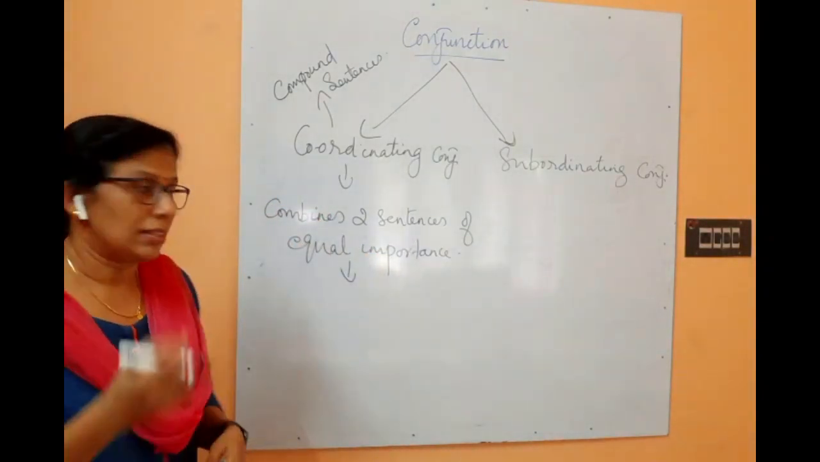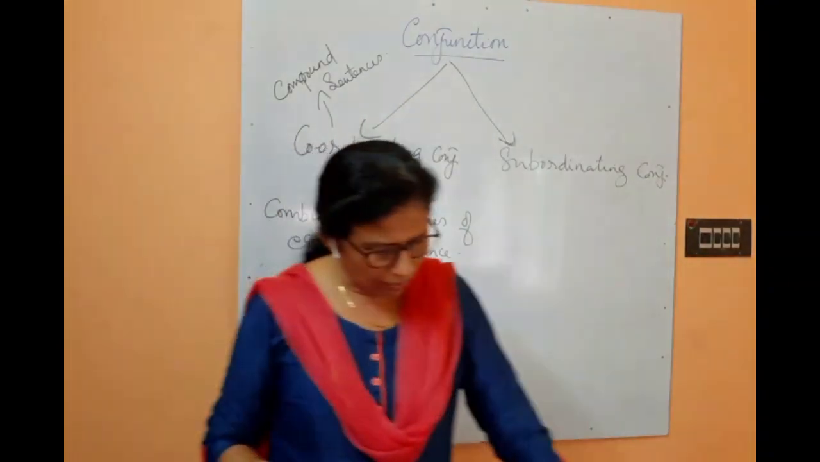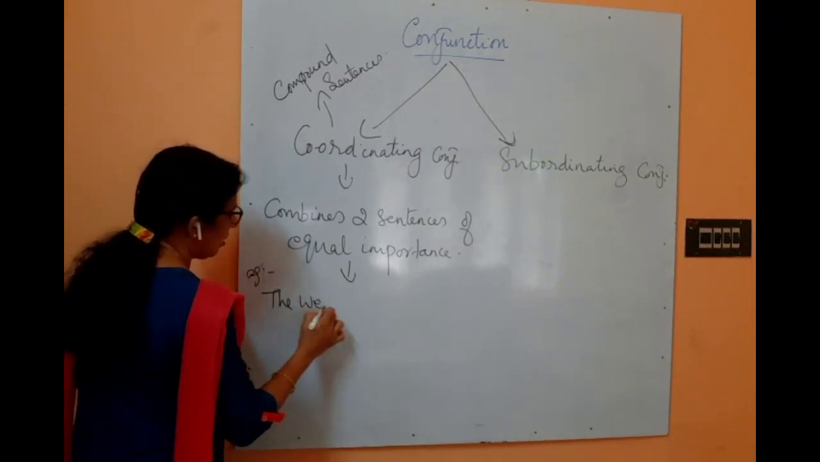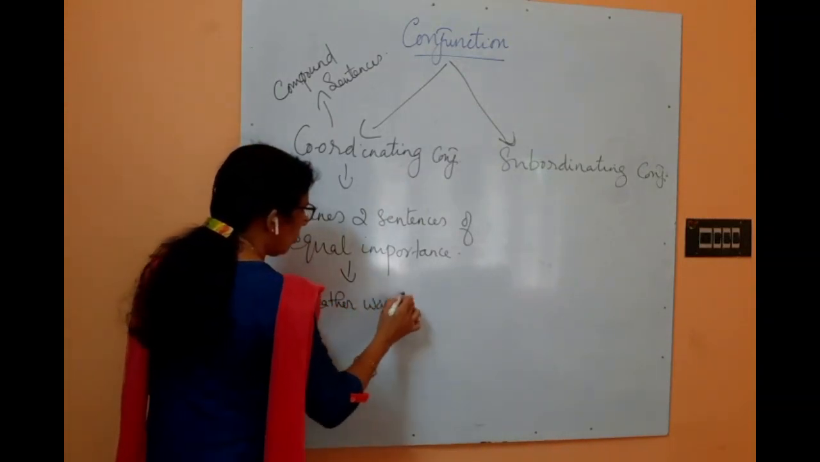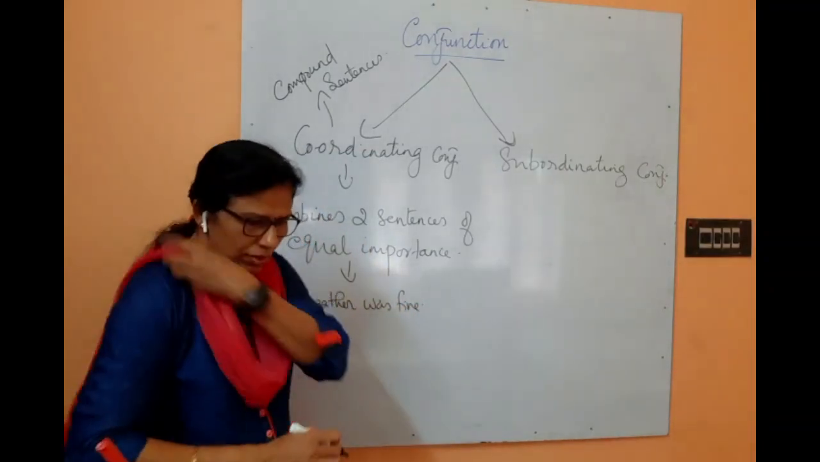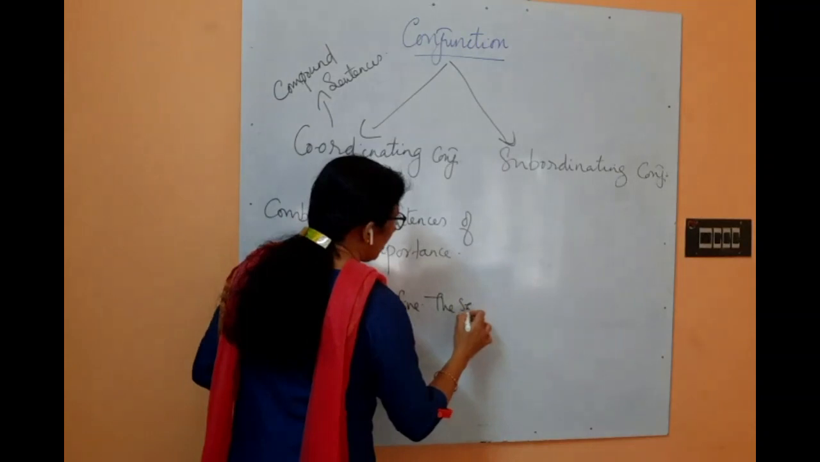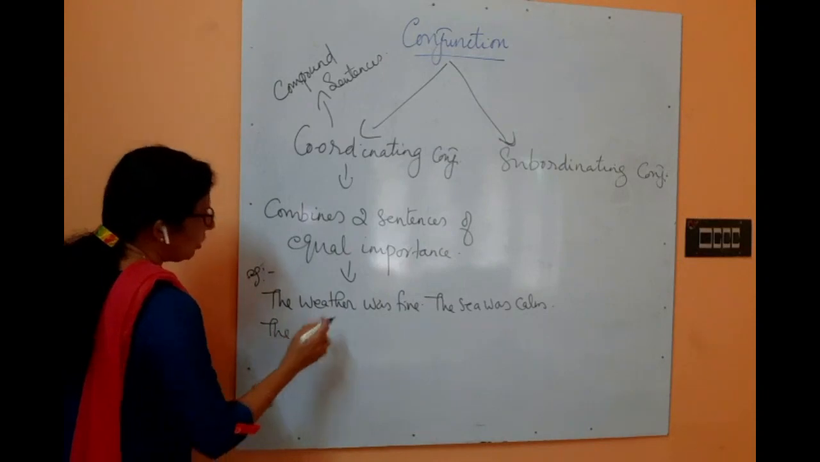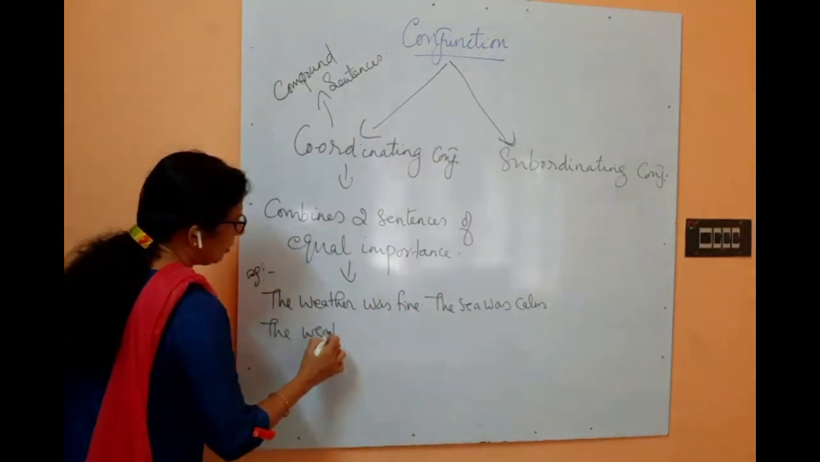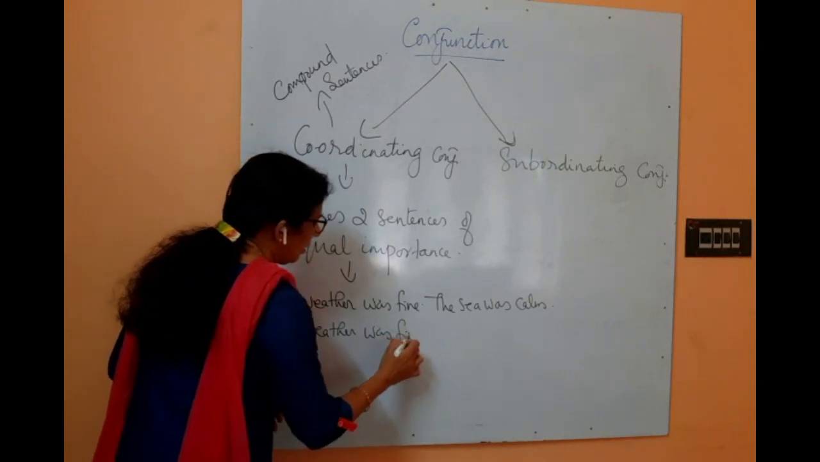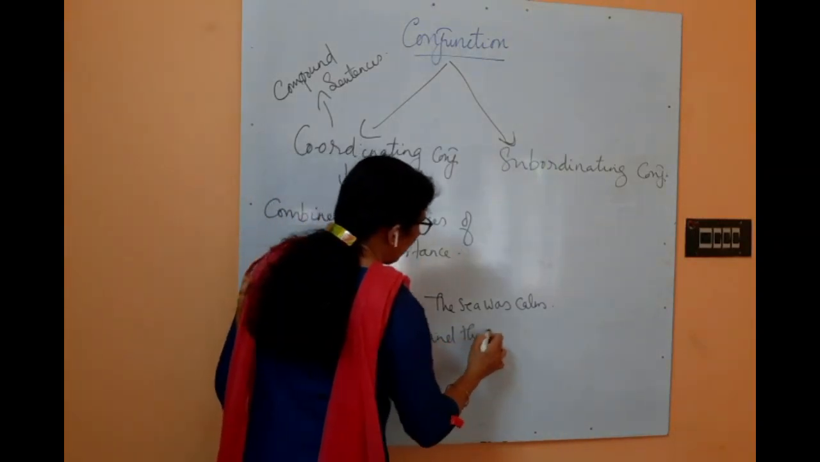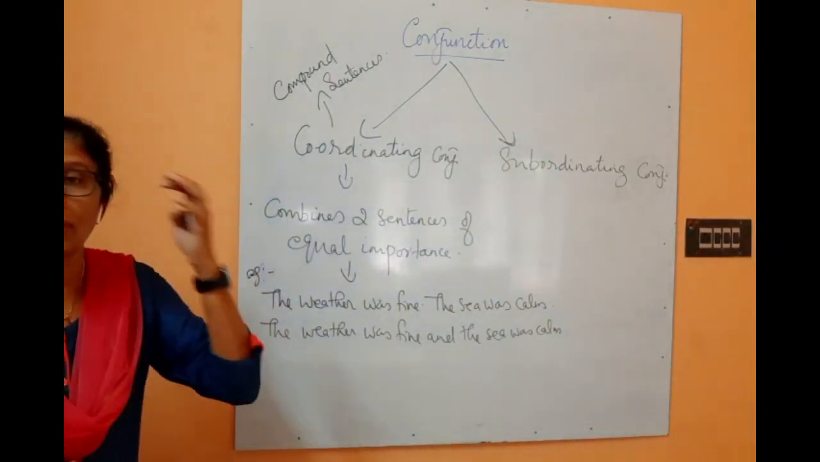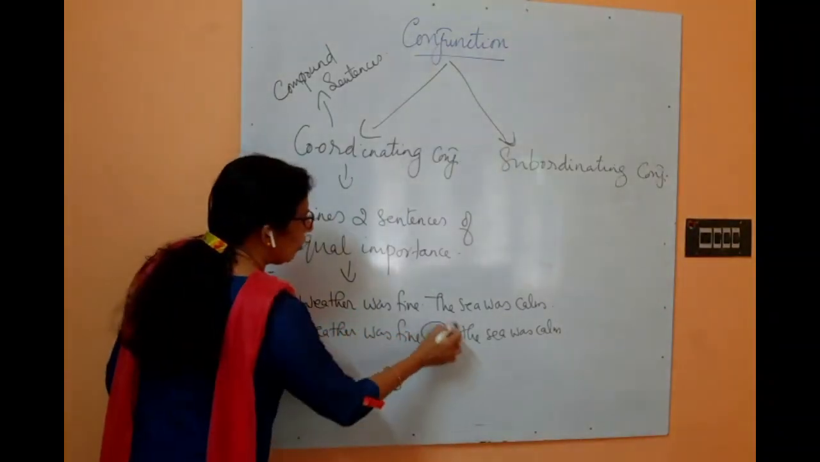For example, as I've told you, or else I'll give you another example. The weather was fine. The sea was calm. How will you combine them? Both sentences are of equal importance. The weather was fine and the sea was calm. Both sentences are of equal importance, and such sentences are combined with the help of a coordinating conjunction.